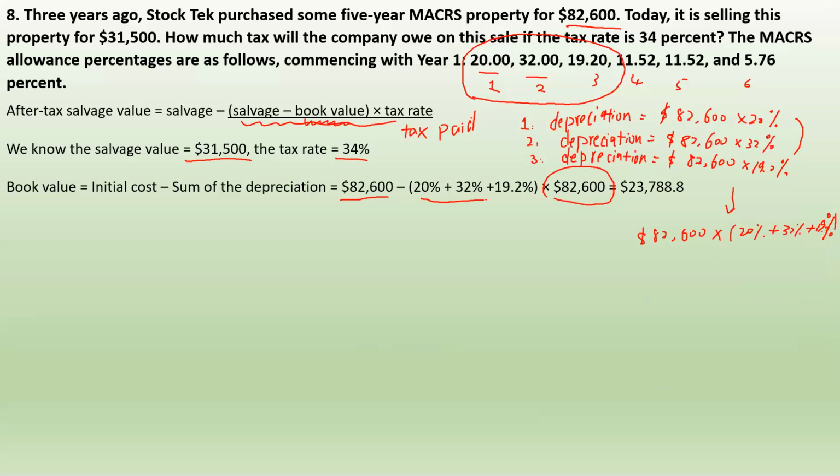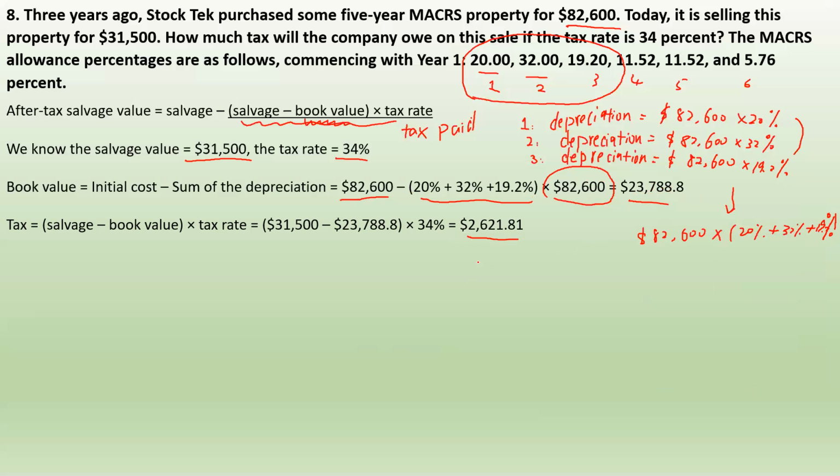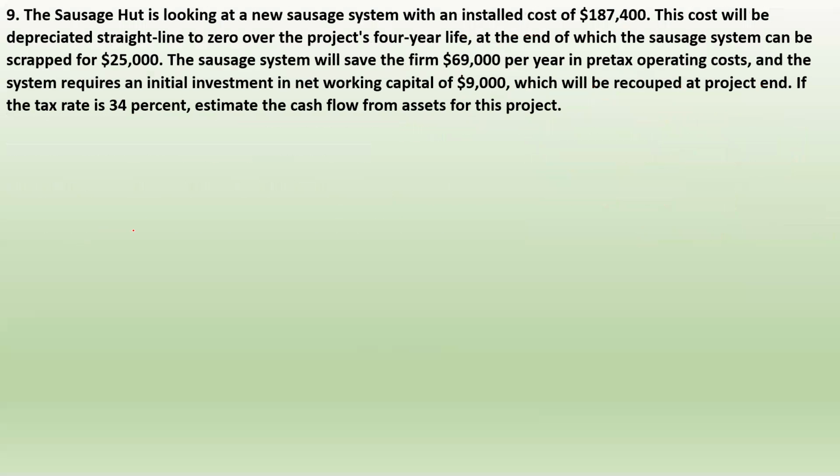This is what we get here. So we found the book value is 23,788.8, and the tax, based on the difference between the salvage value and book value, is 2,621.81.